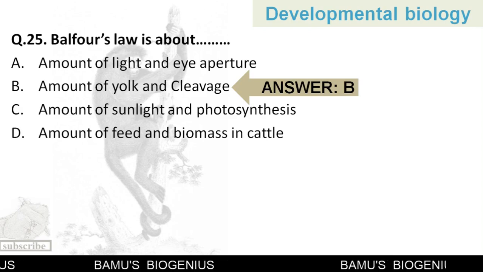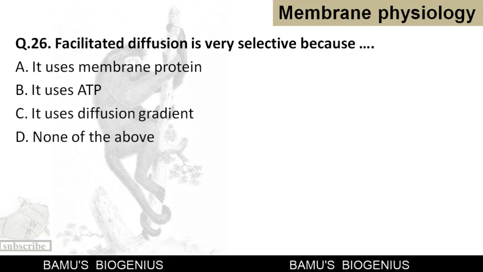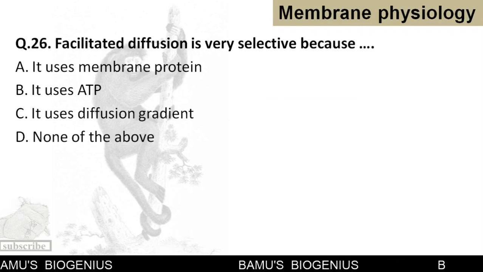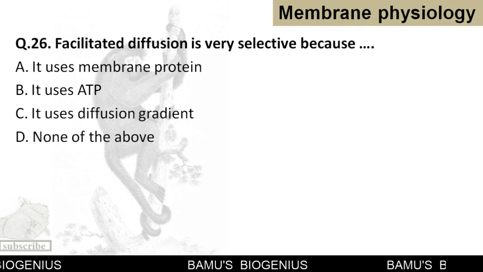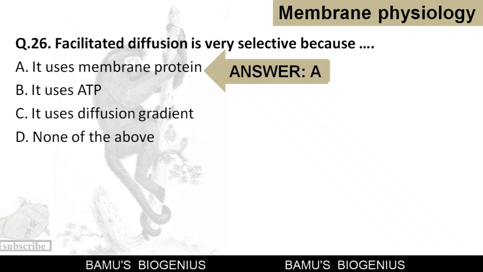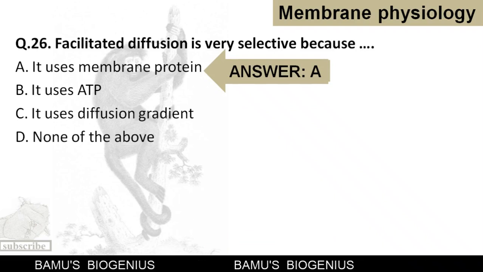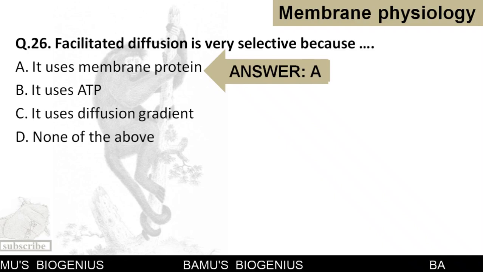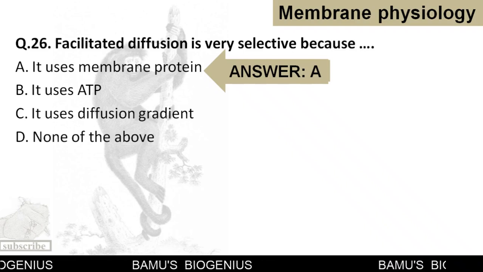Then question number 26, facilitated diffusion is very selective because A, it uses membrane protein; B, it uses ATP; C, it uses a diffusion gradient; and D, none of the above. The answer is it uses membrane protein, because these membrane proteins are specific, or they have a particular structure which binds with the particular substance that is to be transported across the membrane. So this is question number 26. Answer is A.